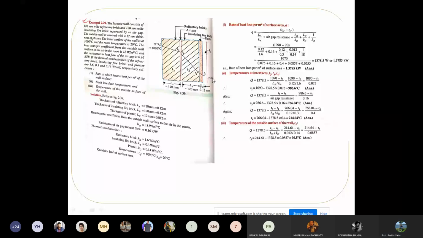The heat transfer coefficient from the outside wall surface to the air in the room is 18 watt per meter square C, and the resistance to heat flow in the air gap, so the thermal contact resistance, is given as 0.16 Kelvin per watt. If the thermal conductivity of the refractory brick, insulating fabric, and plaster are given as 1.6, 0.3, and 0.14 watt per meter Kelvin respectively, calculate the rate at which heat loss occurs per meter square of the wall surface, each interface temperature, and the temperature of the outside surface of the wall.